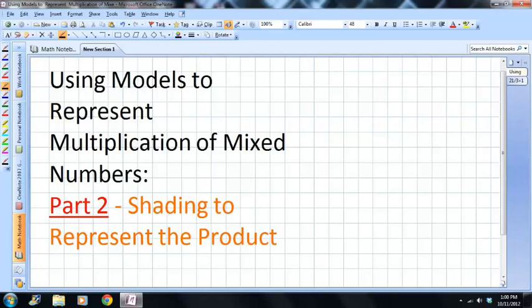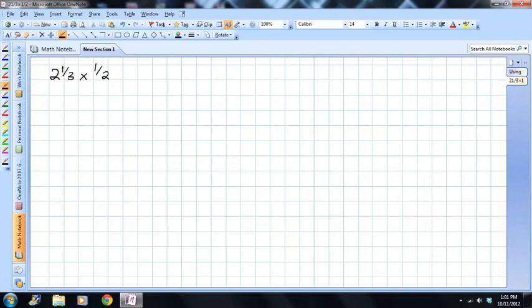Now that we know how to construct our rectangles, how many we need, how wide to make them, and how tall to make them, we're going to look at how we actually break these rectangles up into smaller segments and shade them, and let the overlapping shaded portions represent the product of these mixed numbers. So let's look at an example. Let's suppose we wanted to represent 2 1/3 times 1/2.